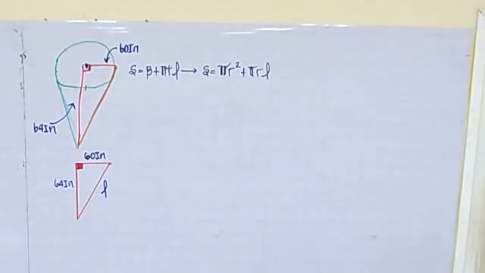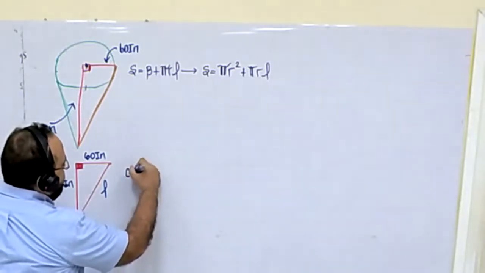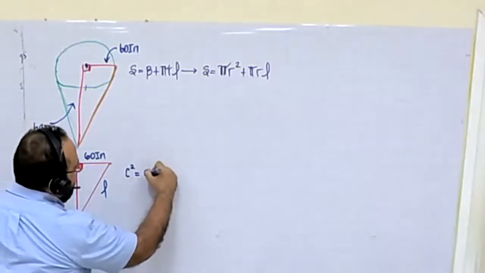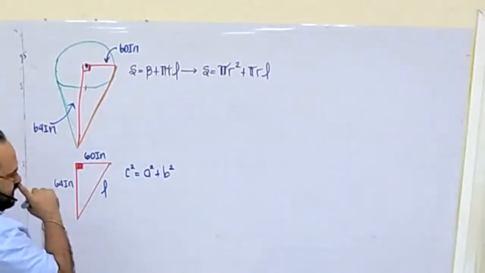To tell you the truth, this is one of the most complicated problems we find in this section, because in most of them you're going to have the picture of the cone and the slant height. The most complicated thing is trying to figure out what the slant height is. Well, remember how we can find the slant height: Pythagorean theorem, c squared equals a squared plus b squared.